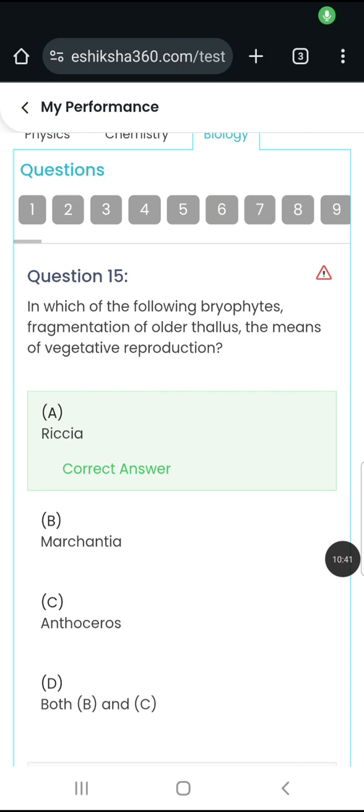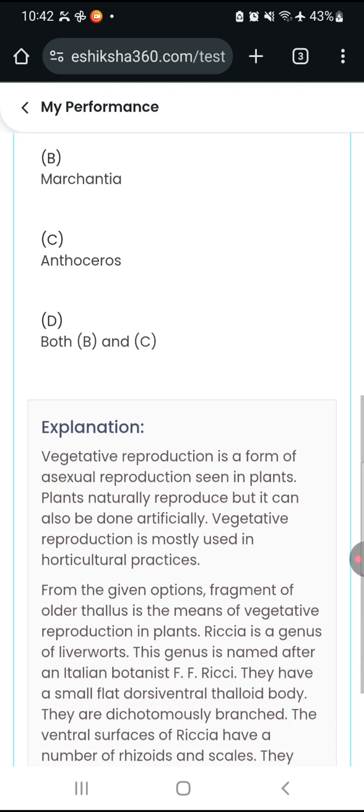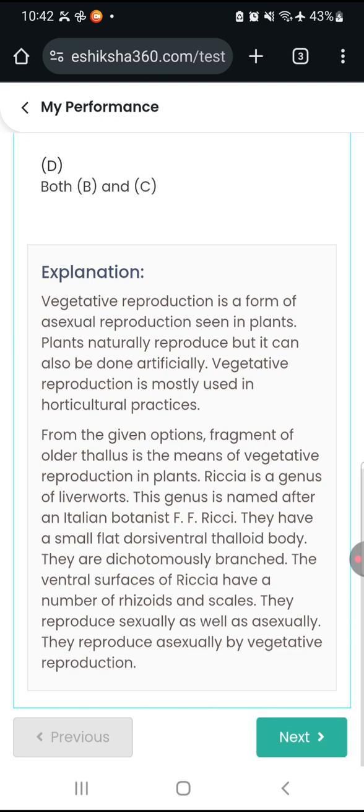Question number 15. In which of the following bryophytes is fragmentation of older thallus the means of vegetative reproduction? Answer: Riccia. Explanation: vegetative reproduction is a form of asexual reproduction seen in plants. Plants naturally reproduce, but it can also be done artificially. Vegetative reproduction is mostly used in horticultural practices. From the given options, the fragmentation of older thallus is the means of vegetative reproduction in Riccia.